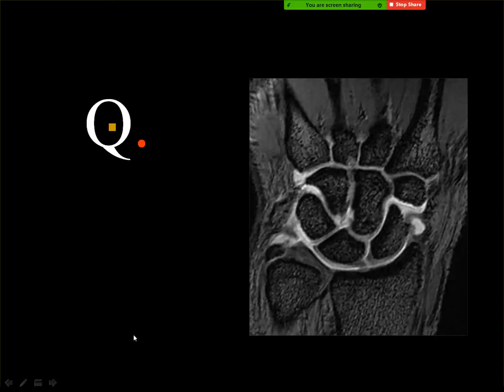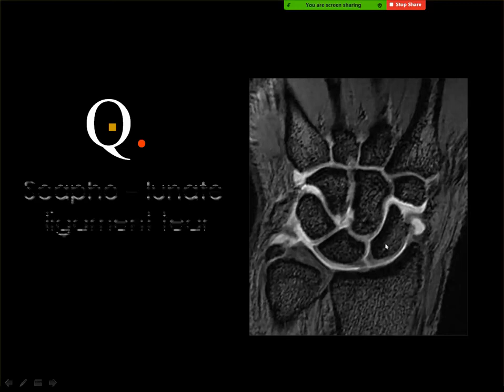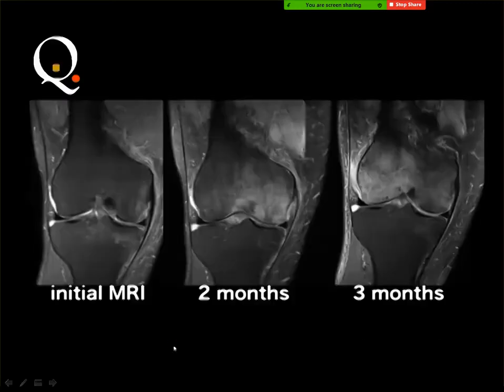This is the MRI of the wrist joint, and the triangular fibrocartilage is intact. Yes. Scapholunate ligament, there is a tear. Yes, very good. And this is the scapholunate ligament tear. The scapholunate ligament is pyramidal in shape, and there is abnormal signal within the ligament itself, but the scapholunate interval is still intact.